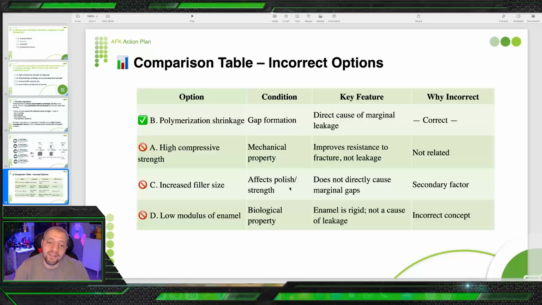Increased filler, which affects polish and strength, does not directly cause marginal gap. And the filler size, when the filler increases in percent or in size, this will decrease the polymerization shrinkage. Low modulus of enamel, so it is a biological property. Enamel is rigid, so this option is just to tip you off from the question.